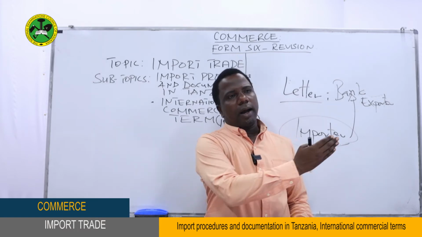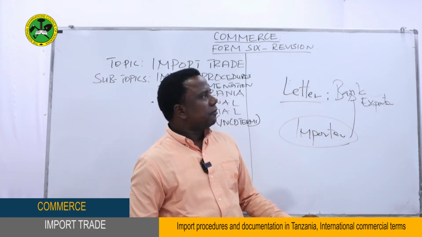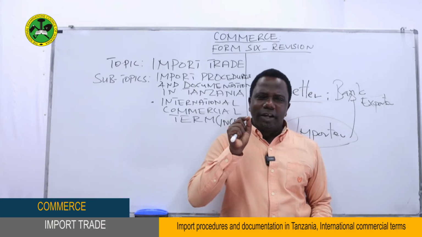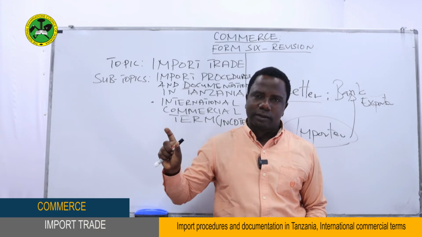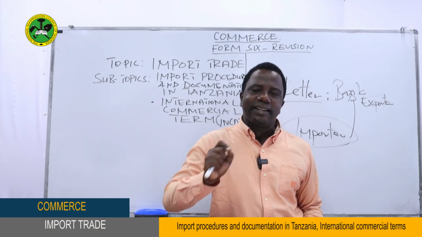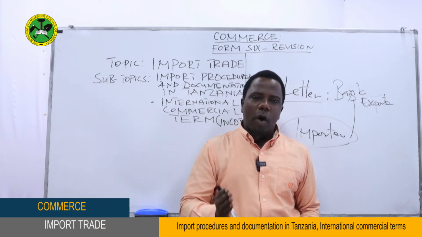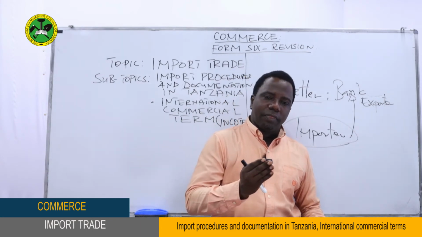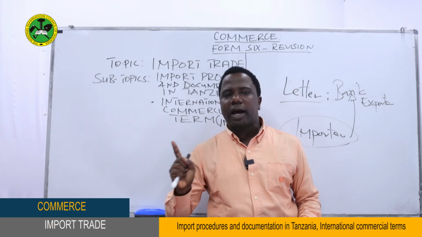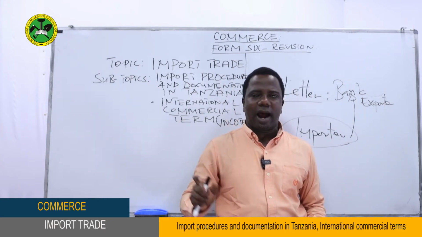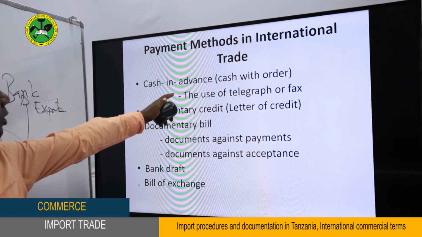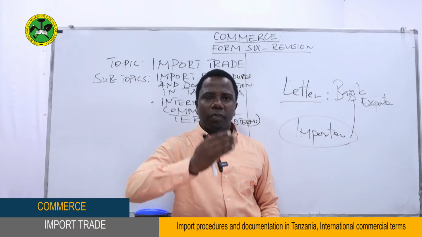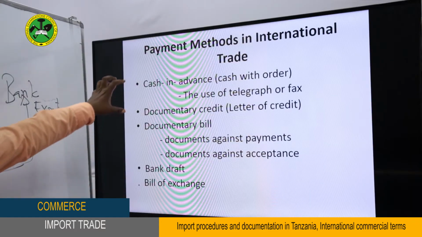For example, in the first method, cash in advance, we said this one is more risk to an importer, but less risk to an exporter. So you analyze in that scenario. You try to show the level of risk between importer and exporter. Who has more risk than the other? Under this one, an importer has more risk than an exporter. So you analyze each method by trying to explain.